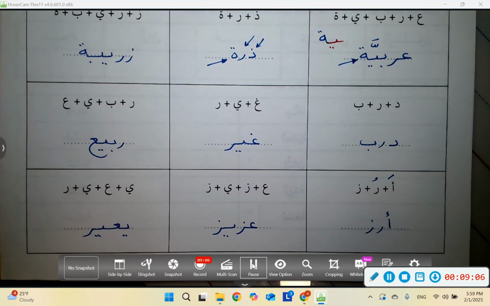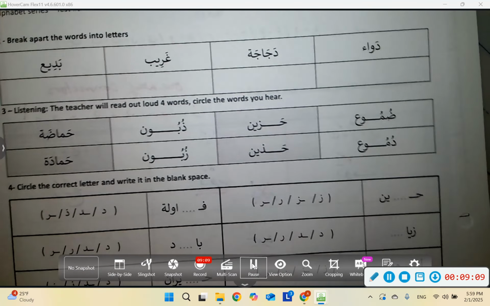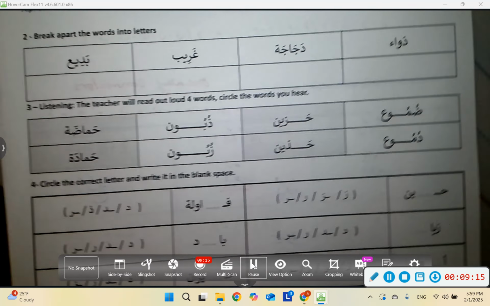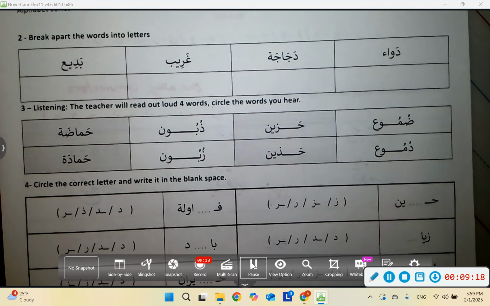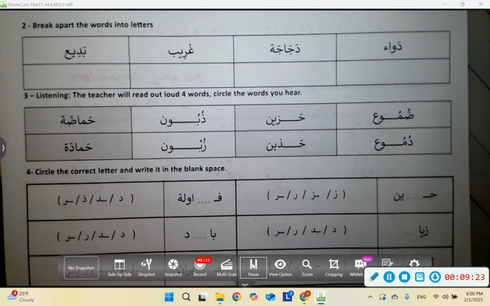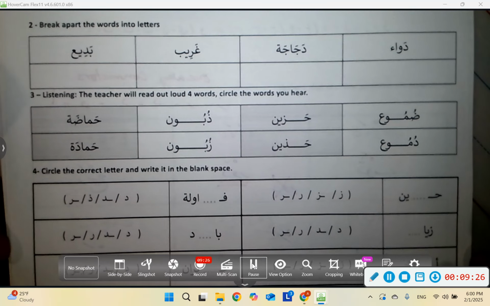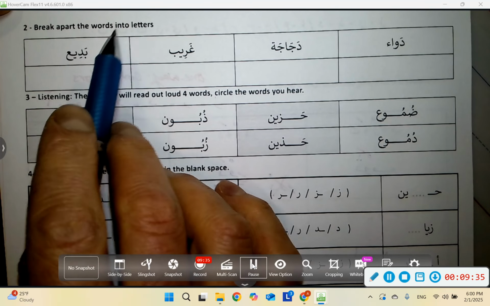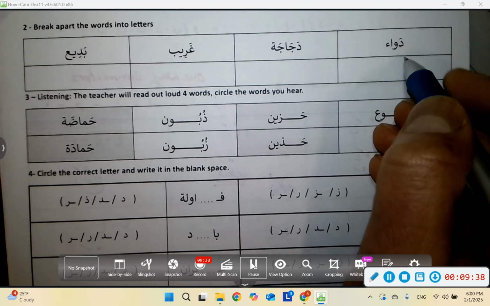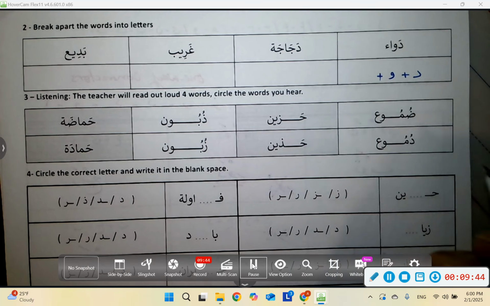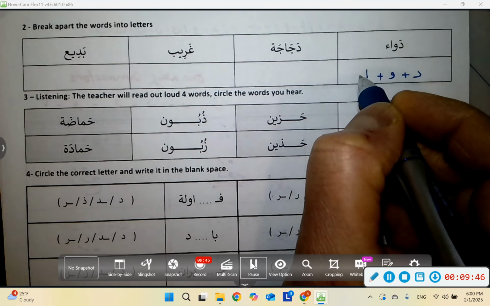Let's move to the next. Question number 2. Badia. Break apart the words into letters. The first one is dawa. We have dal plus waw plus alif plus hamza.